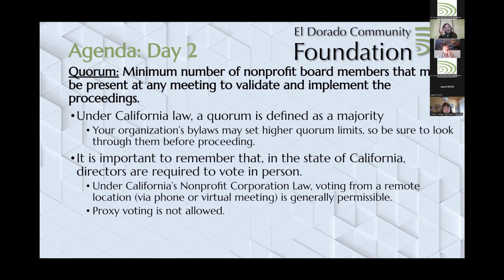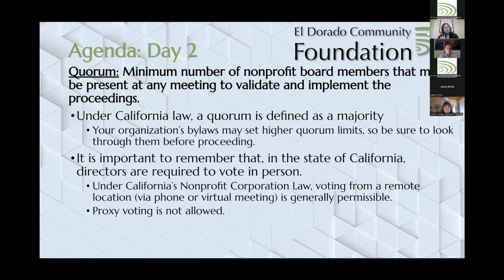Under California law, a quorum is defined as a majority. However, your organization's bylaws might set a higher quorum limit. You might need three-quarters to be a quorum. So you want to make sure you know in your bylaws what a quorum is, and whoever is running your meeting needs to be aware of what that quorum number is. Usually the second most important person that needs to know is the secretary, as they're recording it, so they can also call into question if you do not have enough people.